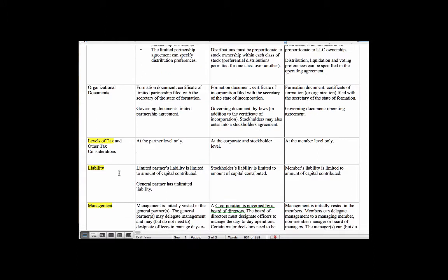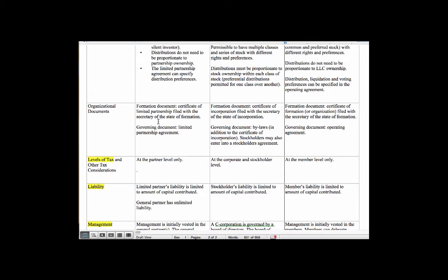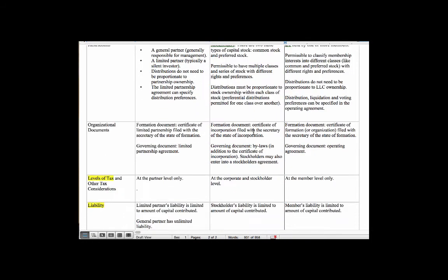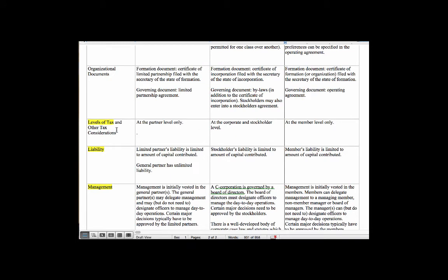But here's where we're starting to get to the nub of it, right? So why would you pick one of these entities over the other? And probably the biggest factors are tax, liability, and management, right? Tax, okay. So a partnership is not a separate entity for tax purposes.